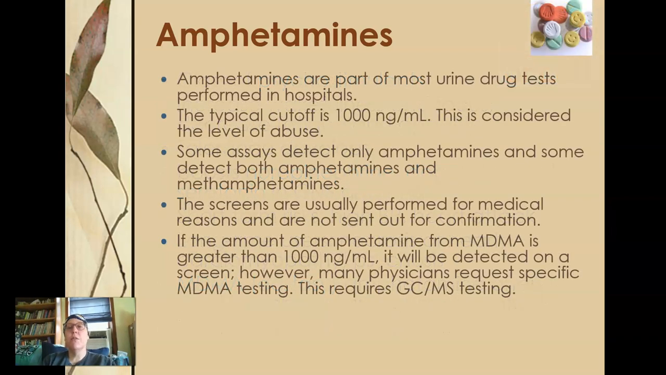Amphetamines are part of most urine drug tests performed in hospitals. The typical cutoff is 1,000 nanograms per mil, and that's considered a typical level of abuse. Some assays will detect only amphetamines, and some will detect both amphetamines and methamphetamines. So there are some amphetamines that are part of drugs for ADD and ADHD. And so the methamphetamines are usually those that are, however, illegal and recreationally used.